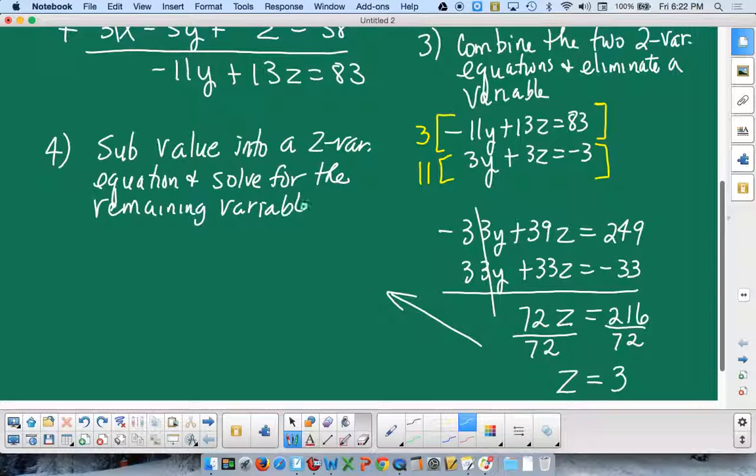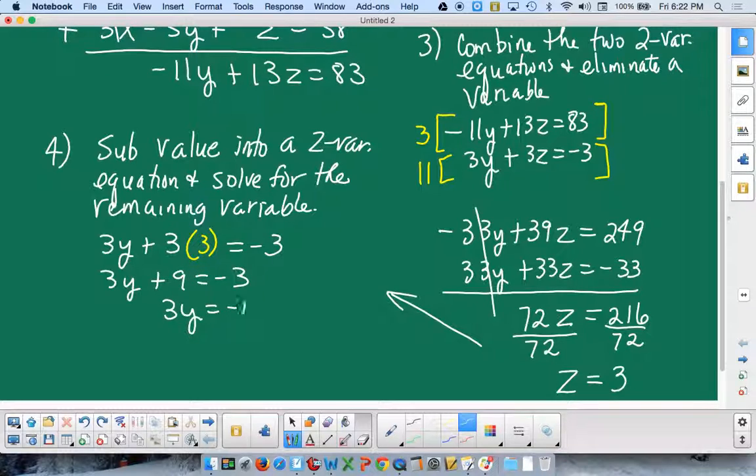Okay, so looking at the 2-variable equations, I know z, I need to solve for y. I think I'm picking the one with all the 3's in it. So I'm going to opt to go 3y plus 3. In this case, z, we found out, is 3. And that's supposed to equal negative 3. So 3y plus 9 equals negative 3. That gives me 3y equals negative 12. And I'm down to y equals negative 4.